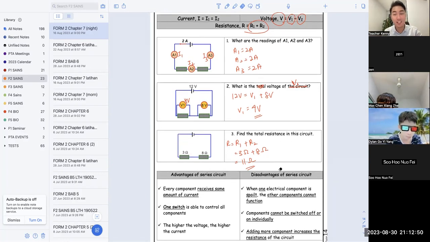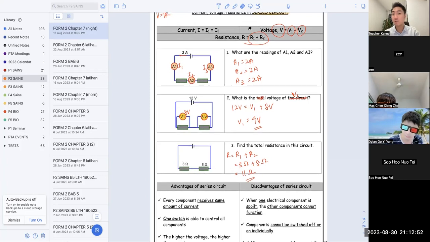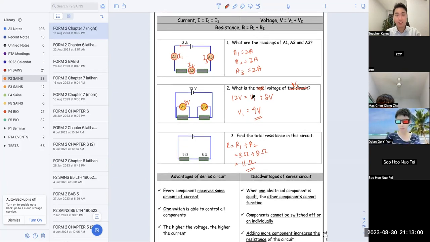So this is for series circuit. Quite easy, right? Series circuit formula. Now the worry is whether you remember the formula or not during the exam.